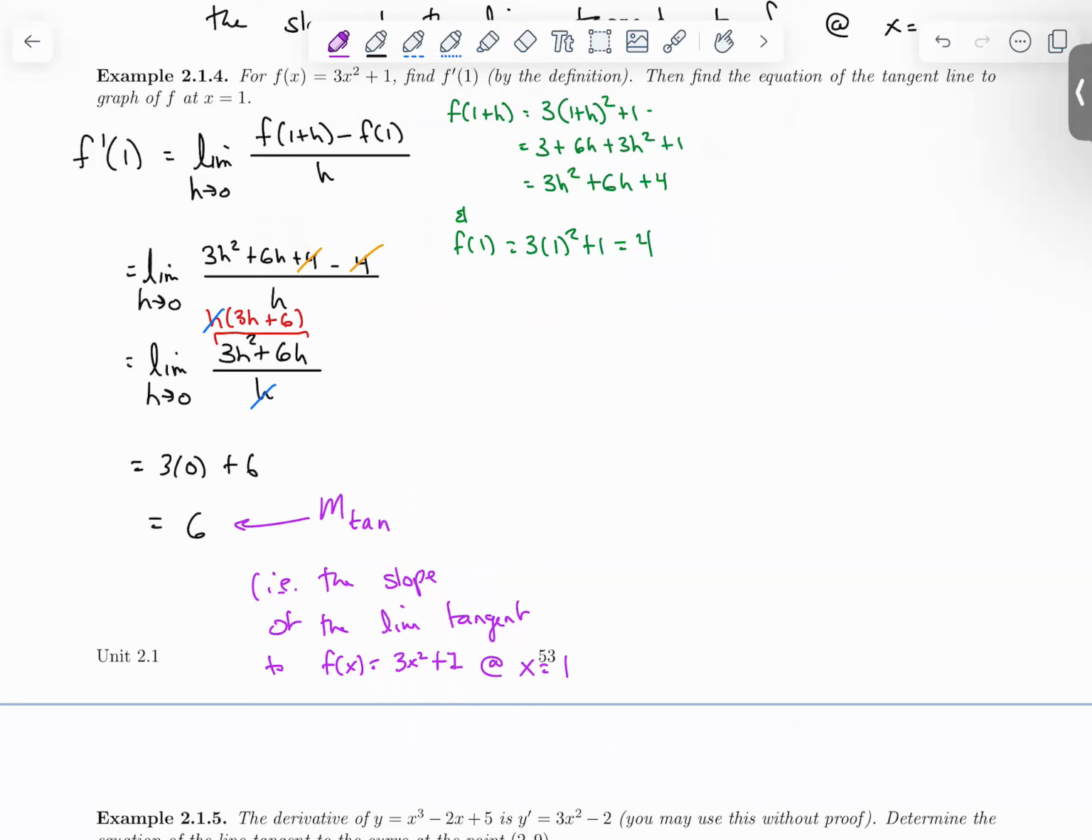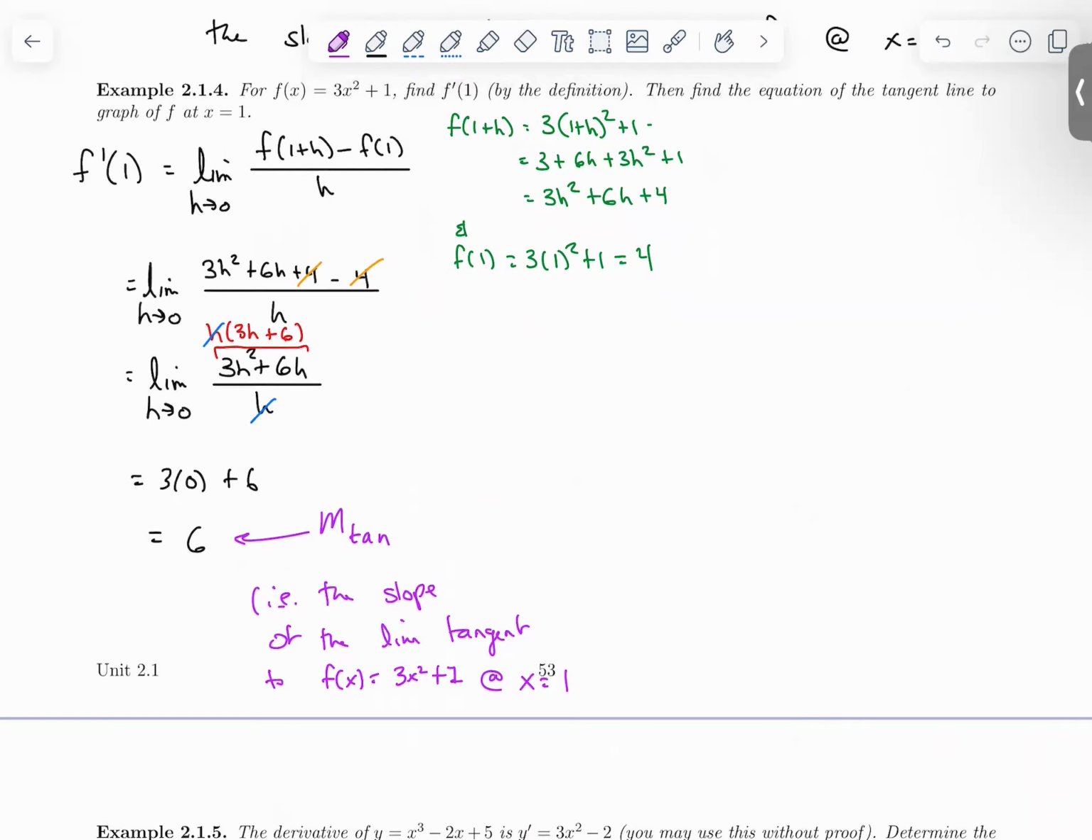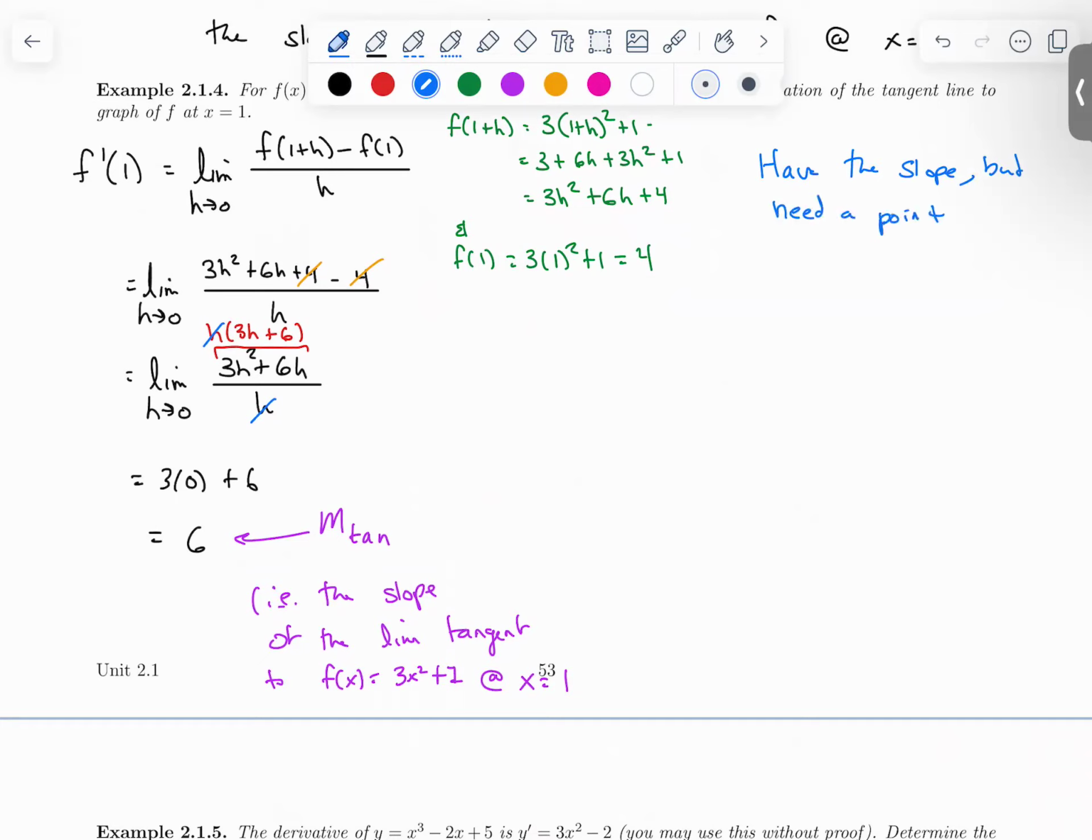If you were to draw a line with a slope of 6, it will be parallel to the tangent line. But we've only got the slope. Does everyone remember, when you're trying to find the equation of a line, you either need 2 points or you need a point and the slope. So we have the slope, but we don't have a point. Oh no. What do we do? We have the slope, but need a point. Well, what do we do?